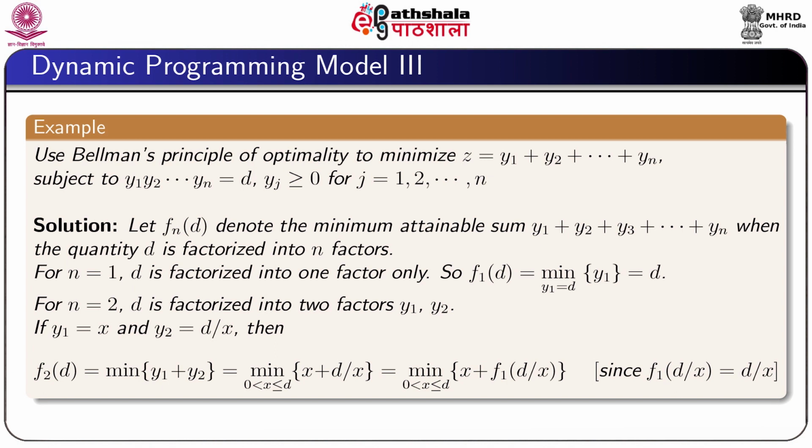For n equal to 1, d is factorized into one factor only. So, f1 d is equal to minimum of y1, which is equal to d. For n equal to 2, d is factorized into two factors y1 and y2. So, if you assume y1 equal to x and y2 equal to d by x, then f2 d equal to minimum of y1 plus y2, which is equal to minimum of x plus d by x, where 0 less than x less than or equal to d, and this can be written as minimum of x plus f1 d by x, since f1 d by x equal to d by x.